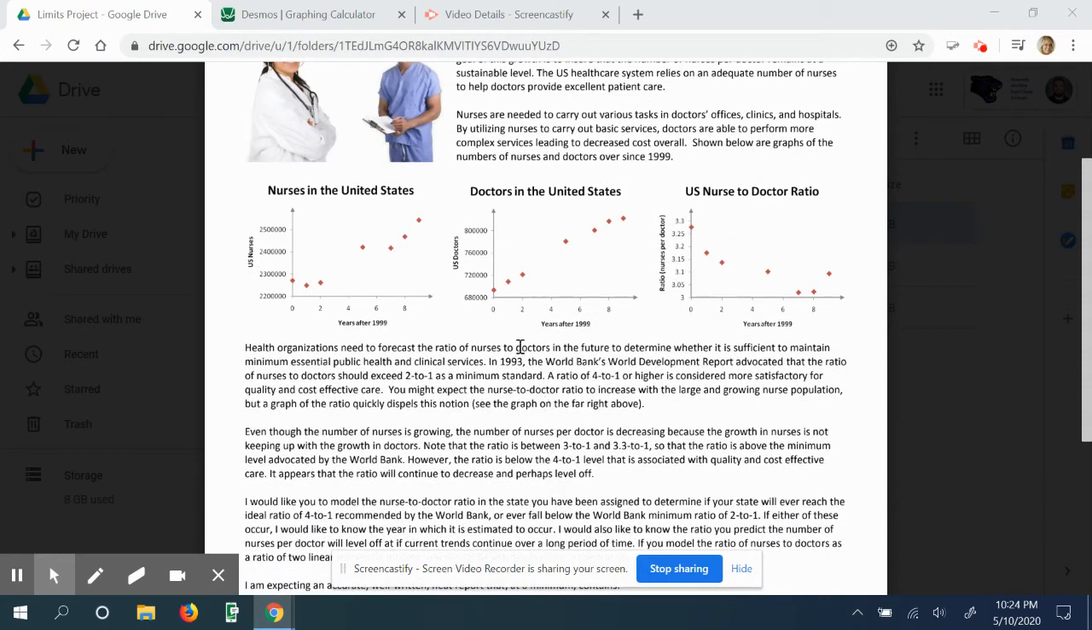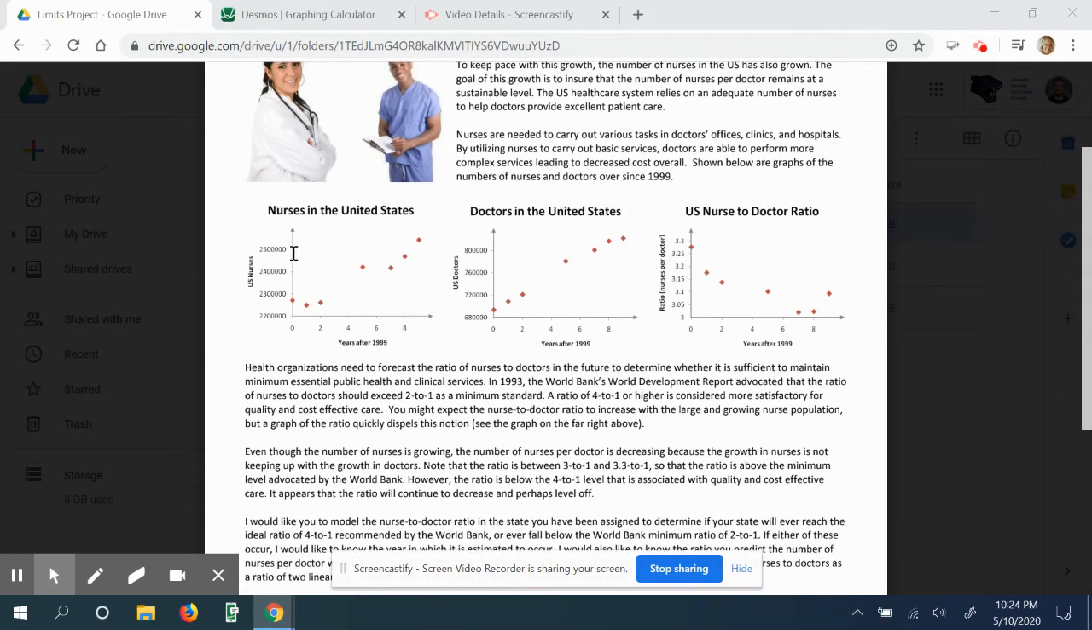Now, here's a little bit of information right here. Here's the number of nurses since the year 1999. You'll notice that it continues to increase, which is good, and that's what we would expect it to continue to do. We also see that the number of doctors in the U.S. is also continuing to increase.